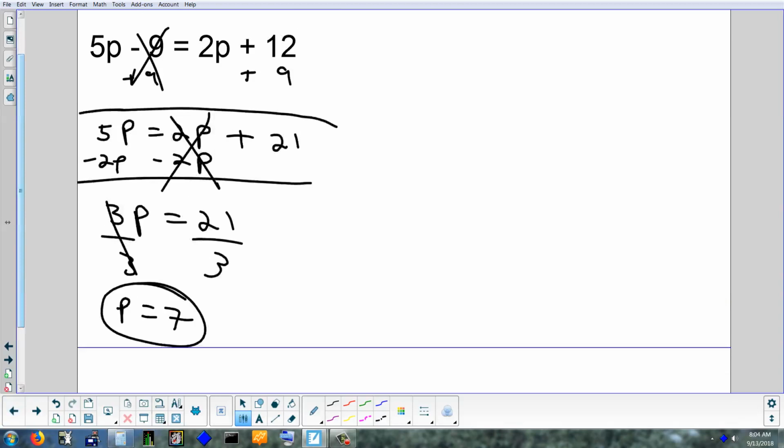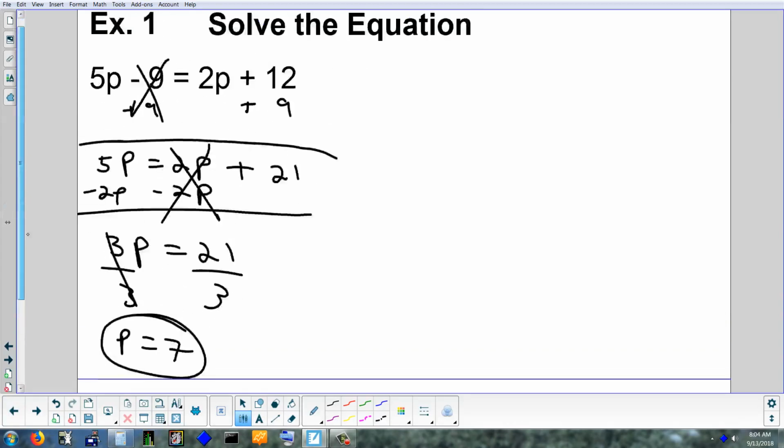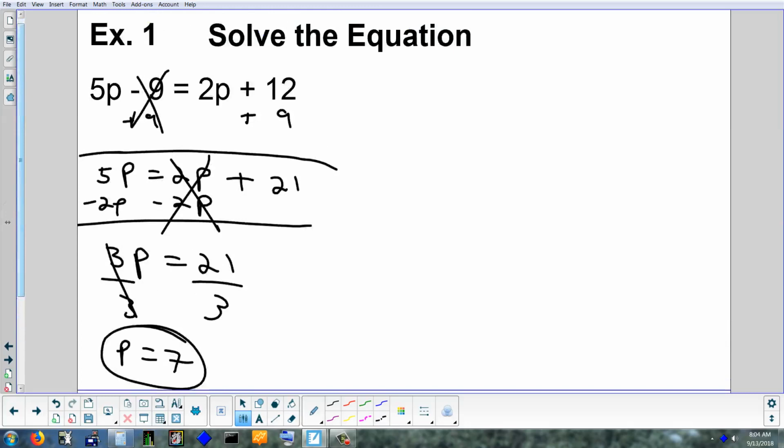Now, we always want to go back and read the directions to see if it said what? Check. See if it said check. This one says solve, so we're good. P equals 7. If you want to check it on your own, and you have time on the test, it might be a good idea to make sure you get it right. It's always nice if you find your mistake before I do. All right, so P equals 7.